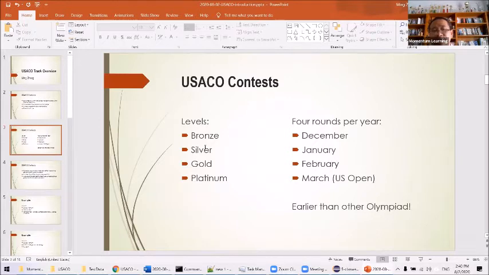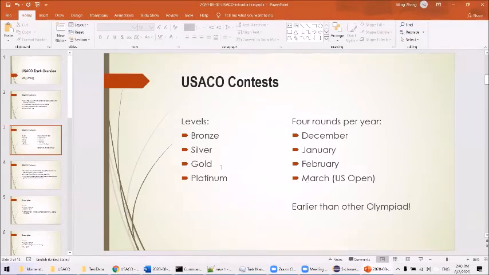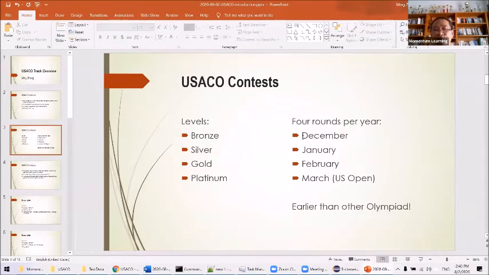So if a student does not pass the bronze level in December, then in January, he or she can still start the bronze. Actually, even in March, a student can join in to start the bronze level. So there is no restriction, say December has to be a certain level, January has to be a certain level. No, actually every round, every month here, you can take any contest. Okay, not any, actually, there is a little caveat here.